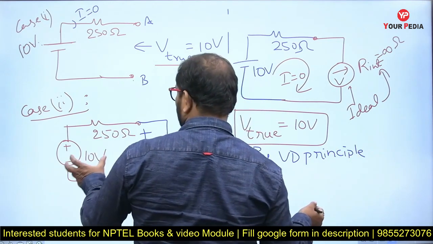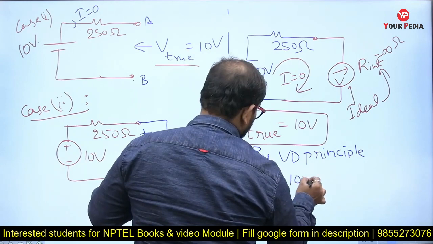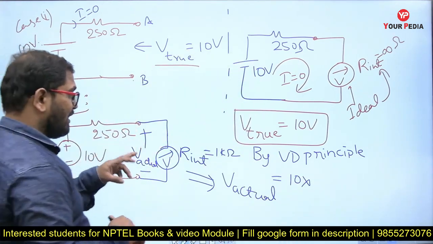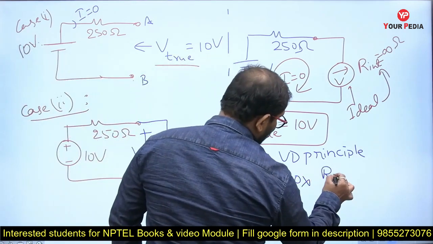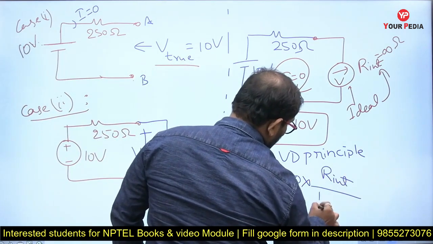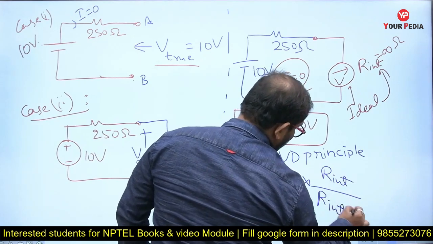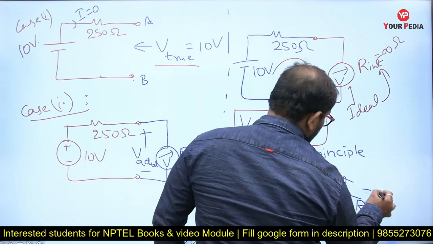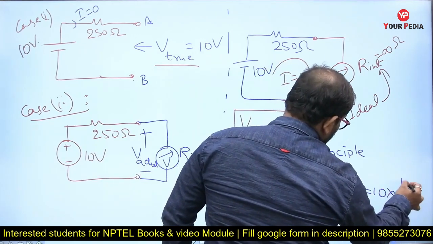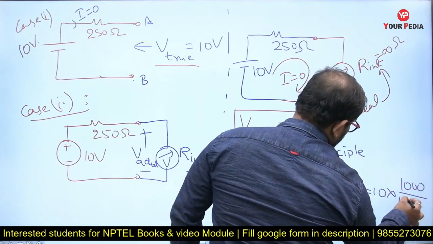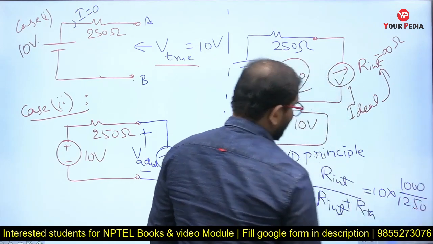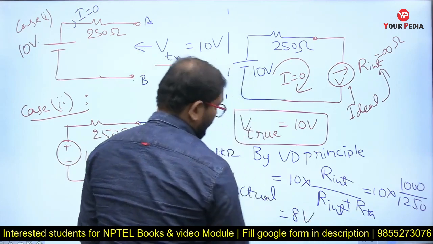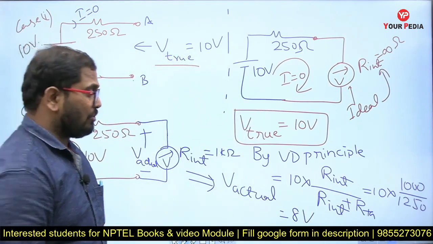So what is the voltage division principle? Total voltage multiplied by the resistance across which we need to calculate the voltage, that is R internal, divided by the total resistance in the circuit, that is R internal plus R Thevenin. So what is this value? 10 multiplied by 1000 over 1250, we will get the value as 8 volts.